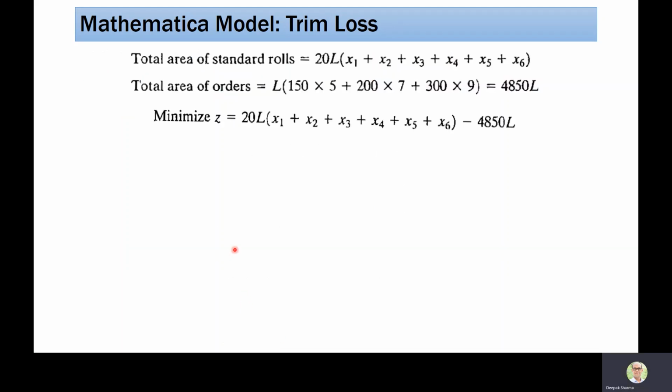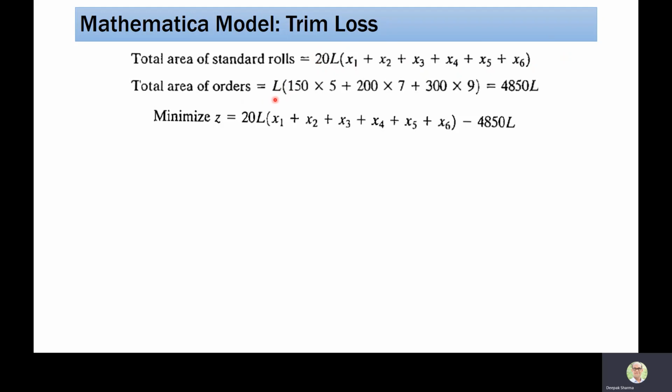Now if we are going to write the objective function and the other constraint, let us take the total area of the standard roll. We know that the width is 20, and let us assume that the length of the roll is L. So 20L, and the settings, how many units we are going to make by setting 1 and 2. We take X1, X2 till X6, the summation, and multiply by 20L. This is the total area of the standard roll.